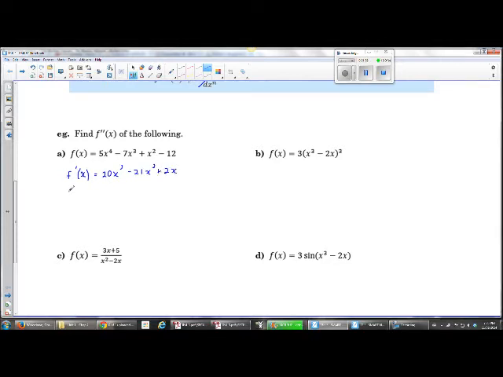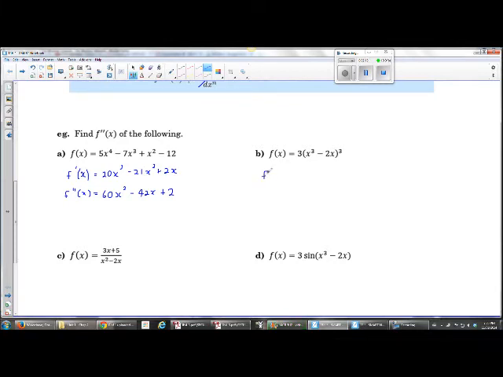And then to find the second derivative, f double prime of x, we just take the derivative of that. So we get 60x squared minus 42x plus 2.